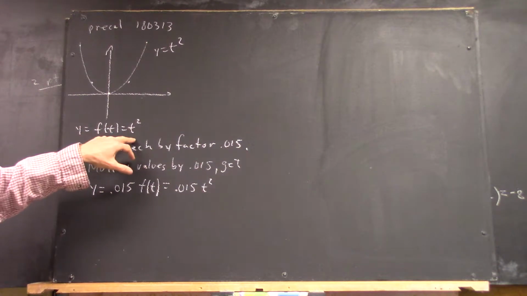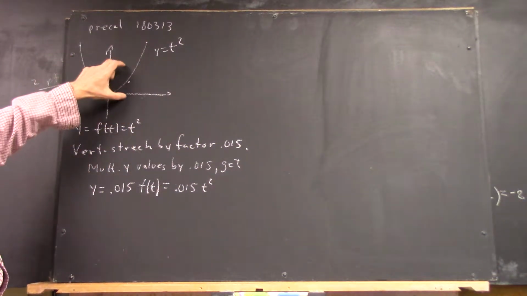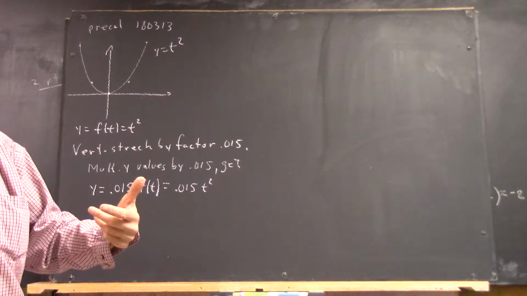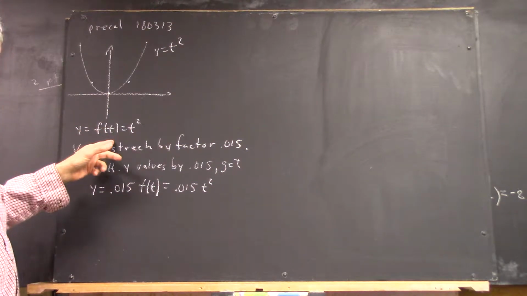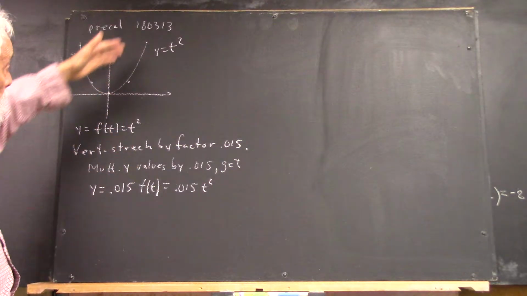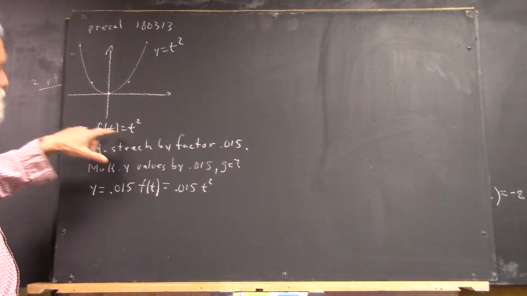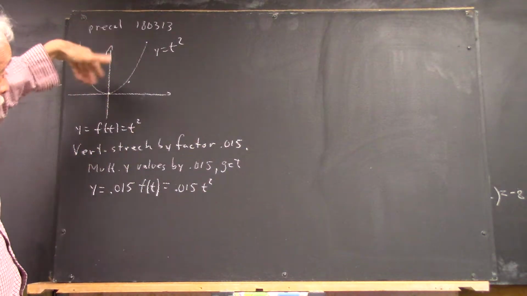Okay, so you've got y equals f of t equals t squared. In order to vertically stretch by factor 2, you would multiply every y value by 2, right? So instead of getting f of t, you would get 2f of t, and that would be 2t squared, right? So if you move every point twice as far from the axis, your function is going to become 2f of t, or 2t squared. Okay, and you would then have a graph of 2t squared.